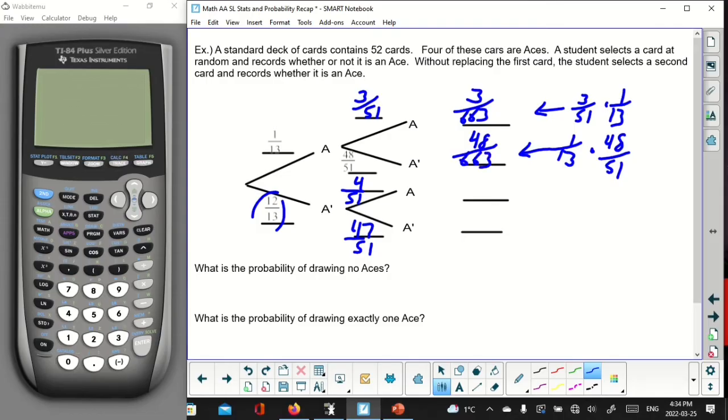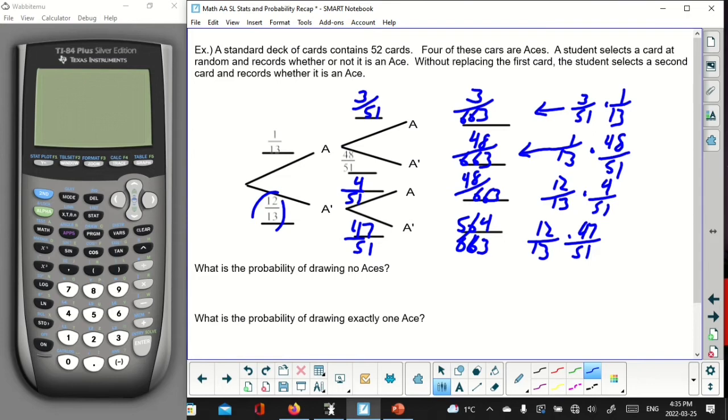The next one will be 12/13 times 4 out of 51, which also works out to be 48 out of 663. And lastly, we'd have 12 over 13 times 47 over 51. And we grab our calculator to do these, but that would be 564 over 663. Now, if you added up all these probabilities, guess what? You'd get 1. This is all the possible things that could happen, so a probability distribution always adds up to 1.